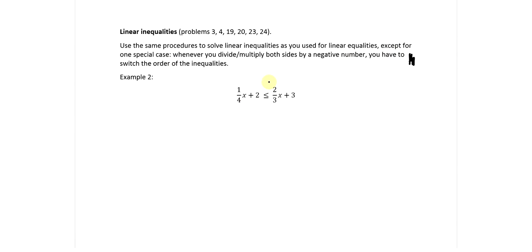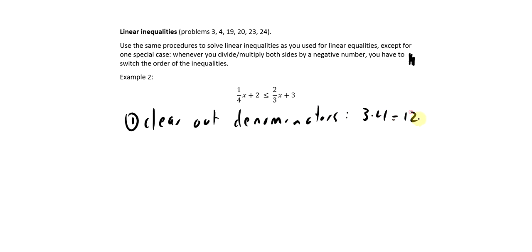So here we have an inequality. I really want to do the same steps to be able to solve this for x. I want to isolate the x somehow. So what I'm going to do is clear out the denominators. My two denominators are 3 and 4, and they have no factors in common. So if I multiply them together, I'll get 12.